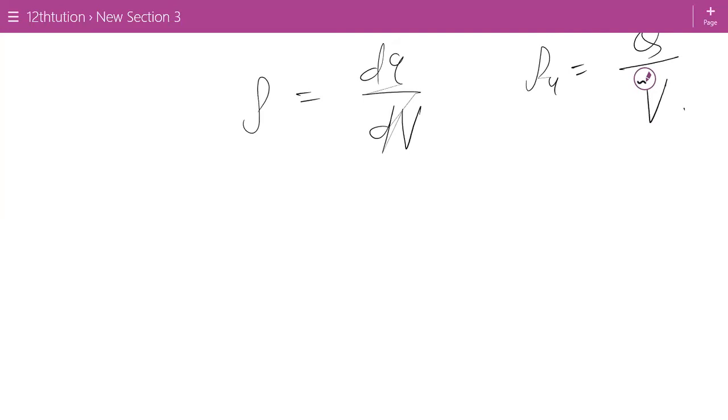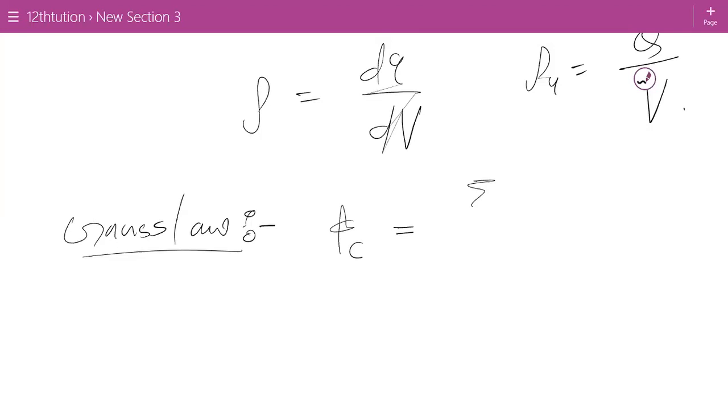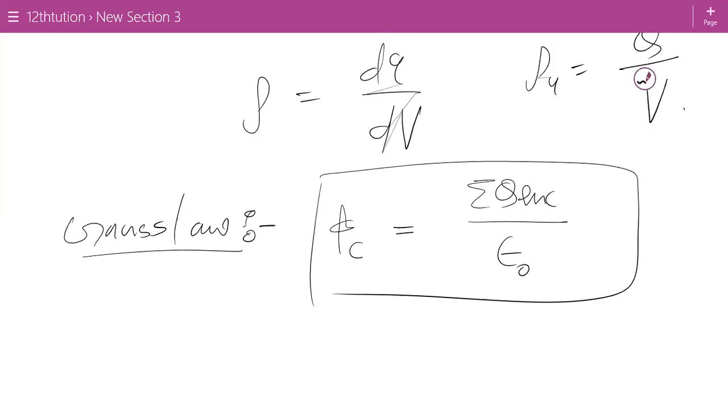Now let me tell you about Gauss law also. Gauss law tells you that the flux through a closed surface, phi c, will be equal to the charge enclosed by that surface divided by epsilon naught. That is the Gauss law. It is very important. They can ask this Gauss law.